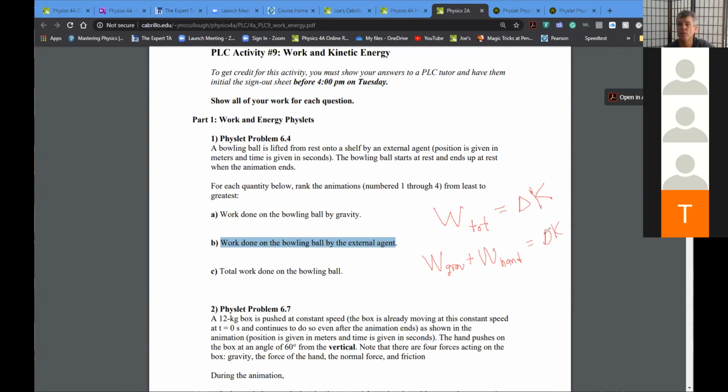Well, this ball started from rest and it ended from rest, which means the change in kinetic energy is 0, which means that however much work gravity did, the hand did the exact opposite amount of work. So if gravity did the exact same amount of work in all 4 cases, that means the external agent, or the hand, did the exact same amount of work in all 4 cases also. Only instead of being negative, the total work done by the hand is positive, which means that the total work done on the bowling ball is going to equal 0. And I know that because the change in kinetic energy of the bowling ball is 0.